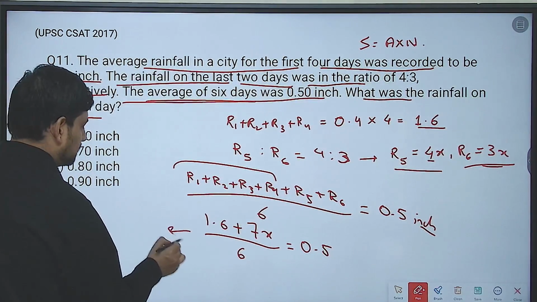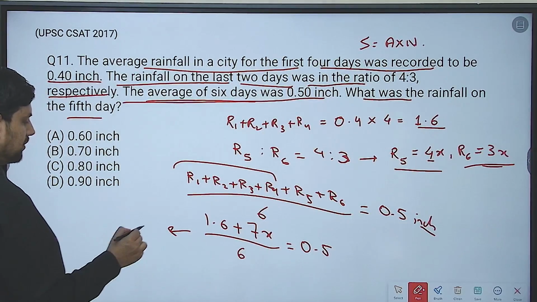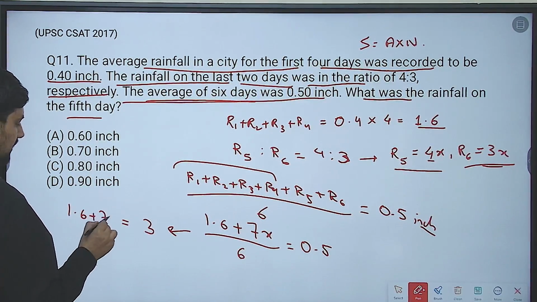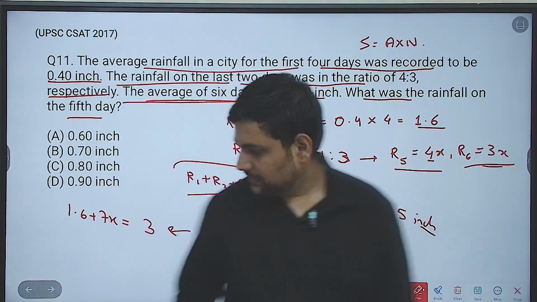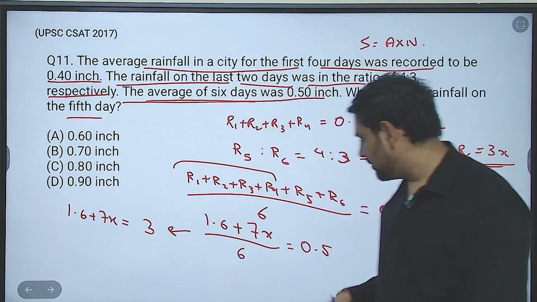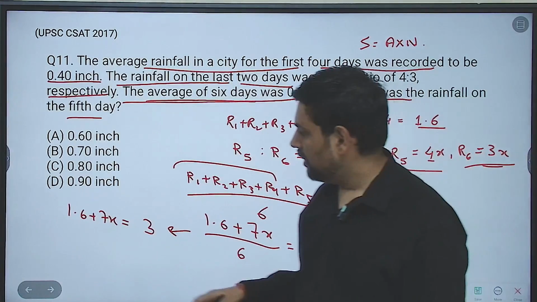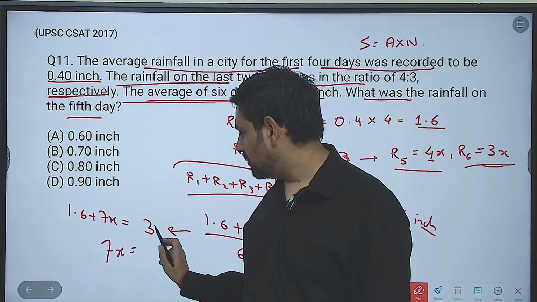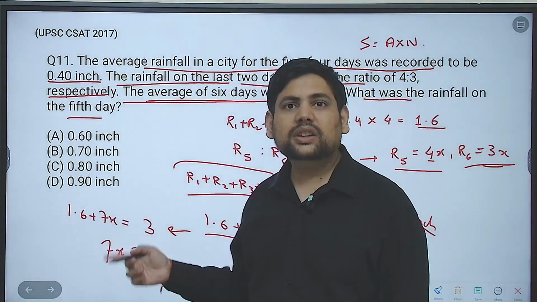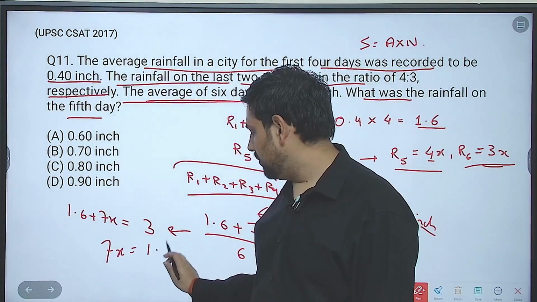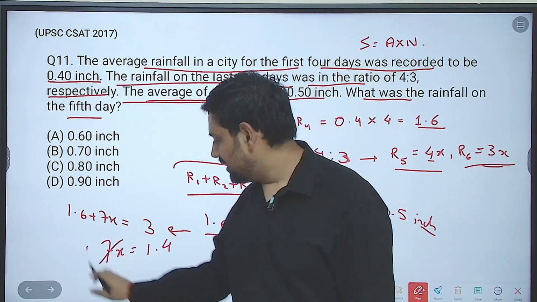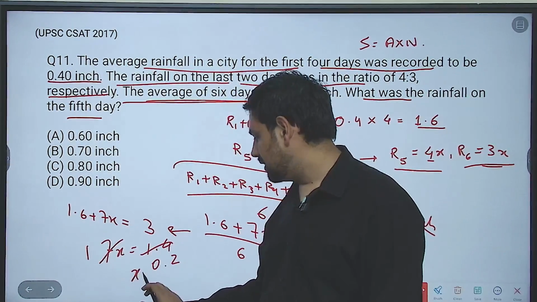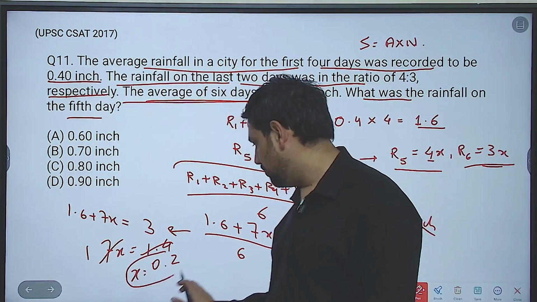Correct? Now 6 into 0.5 will give you what? 3. This is equal to 1.6 plus 7x. Correct? 1.6 plus 7x is equal to 3, which is 6 into 0.5. Now, I send 1.6 there. So this becomes 7x equal to 3 minus 1.6, which is 1.4. Cancel 1 time, 0.2 times. So x came out to be 0.2.